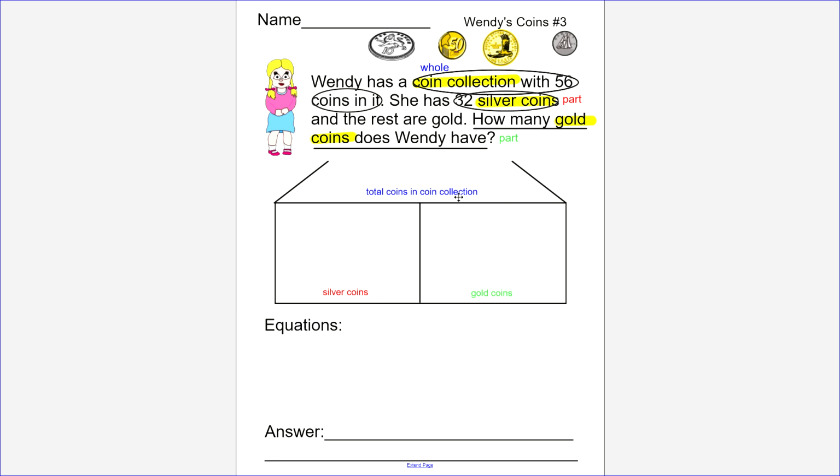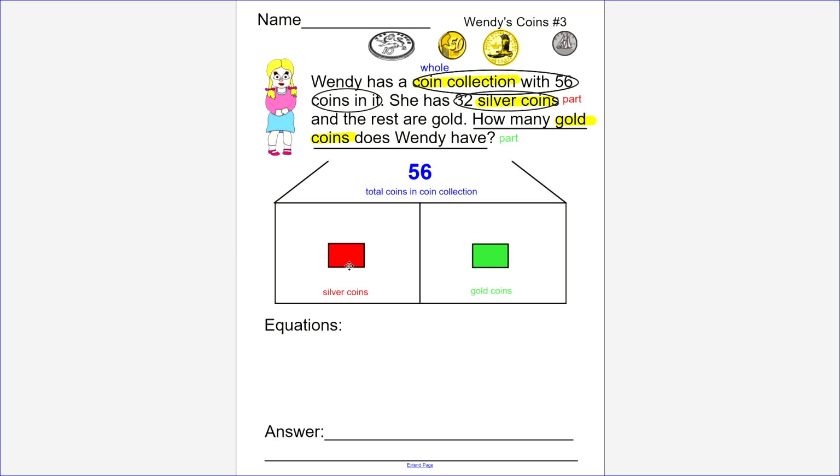Now that we've labeled the whole and the parts in the bar diagram, we can go ahead and put the numbers in. What is the number for total coins in the coin collection? Look back up at the story problem and think, how many total coins are in Wendy's coin collection? You're right. According to the story problem, Wendy has 56 coins in her collection. So I'll put the number 56 in the whole of my bar diagram.